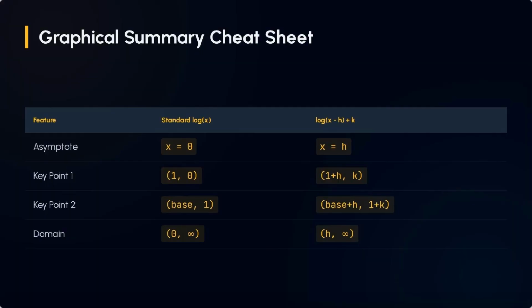This summary table highlights how parameters like h and k transform key features, including the asymptote, domain, and characteristic points of the logarithmic function.